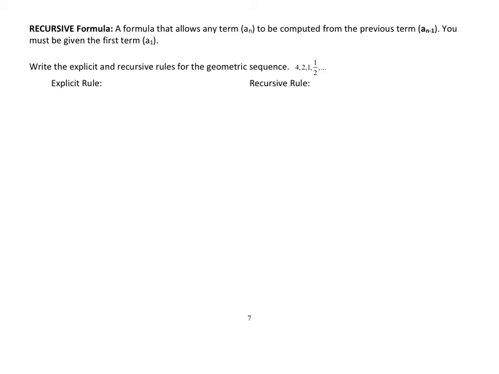To write the explicit rule, I need to know the first term, and I also need to know the common ratio. So the first term here is 4, and the common ratio is 1/2, because that's what I'm multiplying by every time. Now, to write the explicit formula, I know the general rule is the first term times r^(n-1). So the explicit formula is going to be 4 times (1/2)^(n-1). So this is the explicit formula.